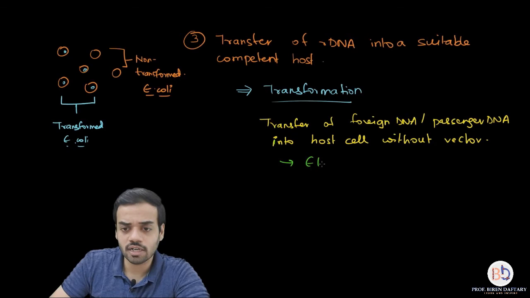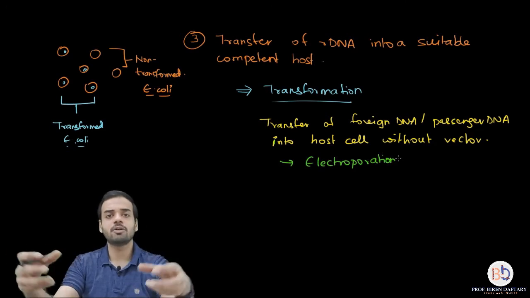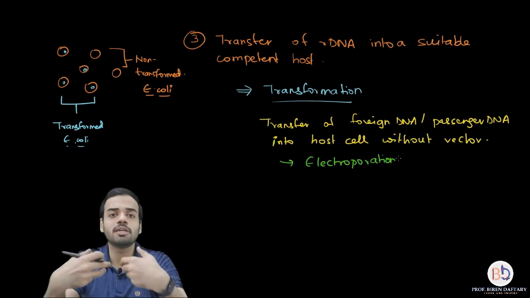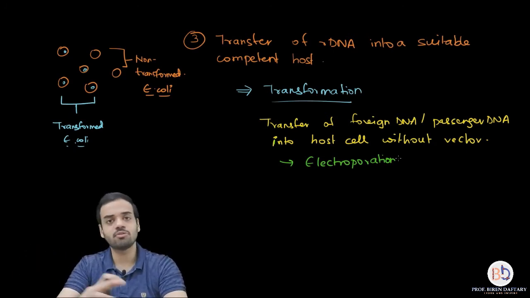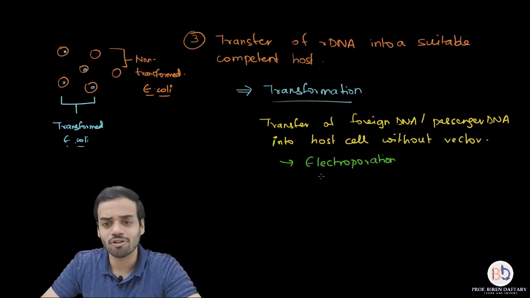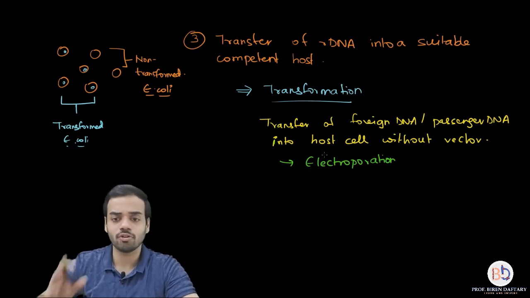One method is called electroporation. Electroporation is a method in which an electric field is applied, and because of that electric field, the membrane of the host cells becomes more permeable, so they will absorb the required gene directly. You don't need to use the vector. That is called electroporation. I will make a separate video on all these methods. They are not explained in your book, so it is not important for your exam.